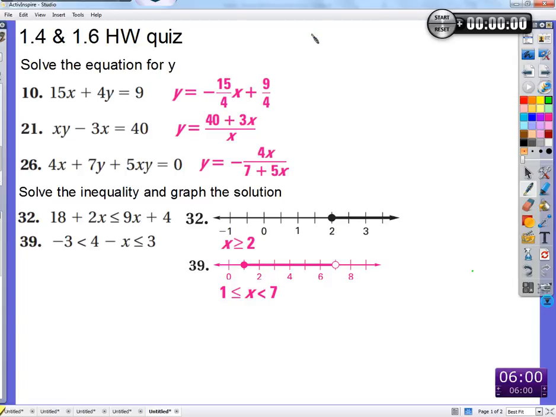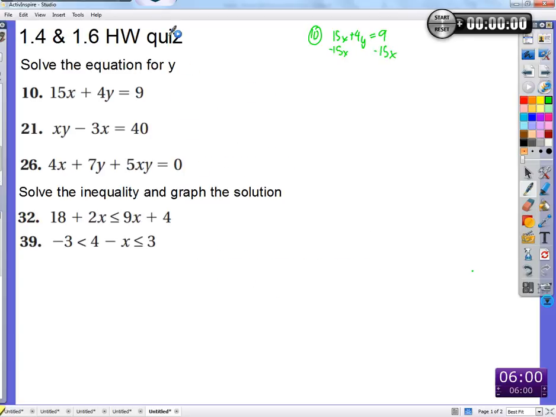So for 15x plus 4y equals 9, we want to have y by itself, which means we want to have nothing on that side with y. What could we cancel out on the side that y is on so that y is more isolated? 15x. And how do we cancel out the 15x? Subtract it. Subtract that 15x. So now we have 4y equals 9 minus 15x.